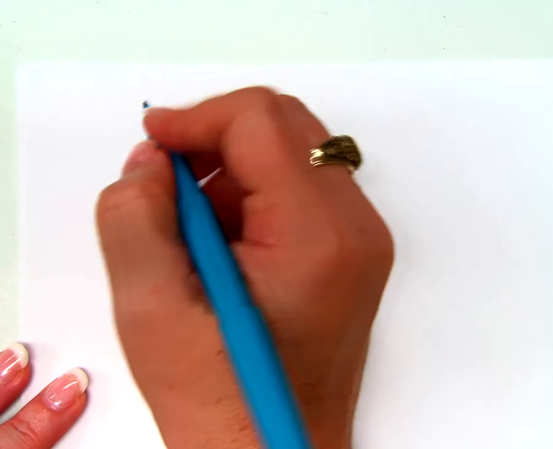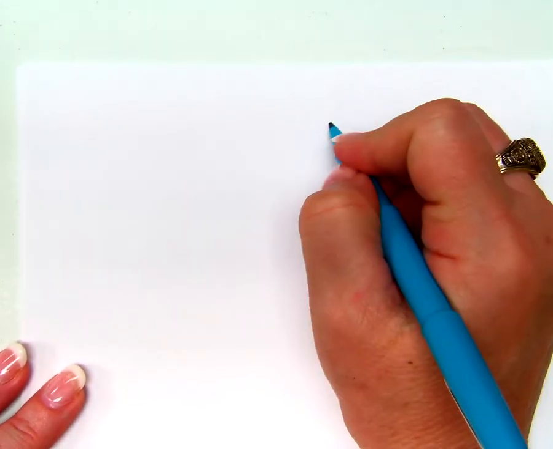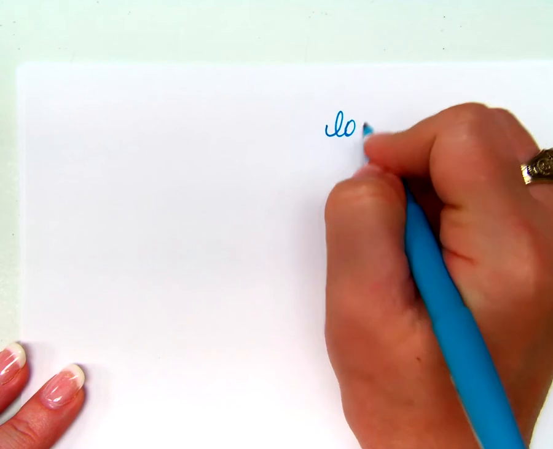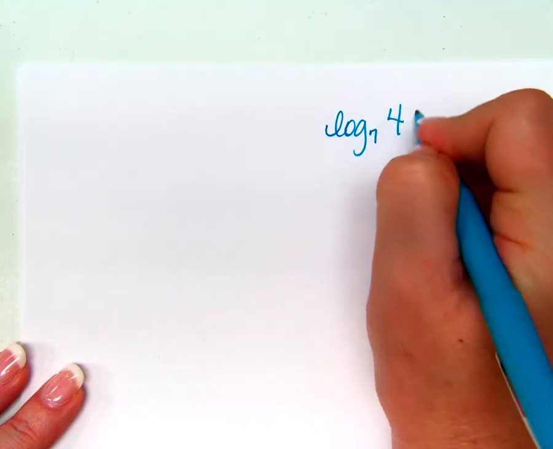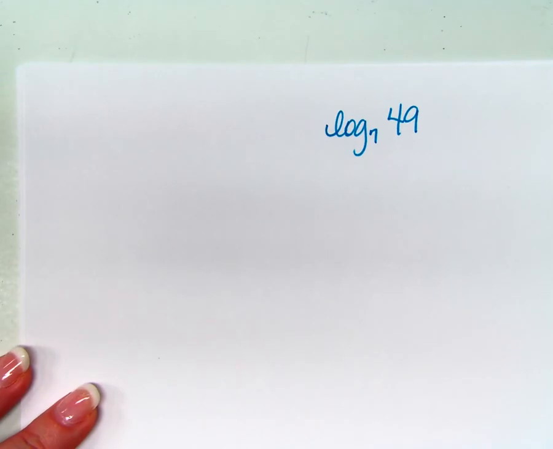So, let's try this one. I would like you to try this one without your calculator, please. You can use your calculator to check after you already have an answer written down for me, but try it without your calculator first. Log base 7 of 49. And again, don't shout it out.